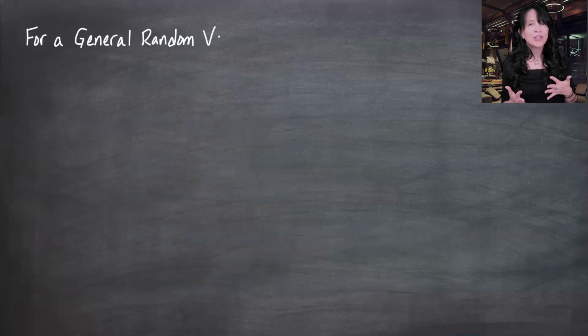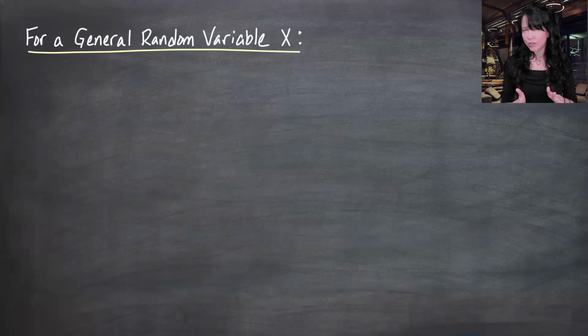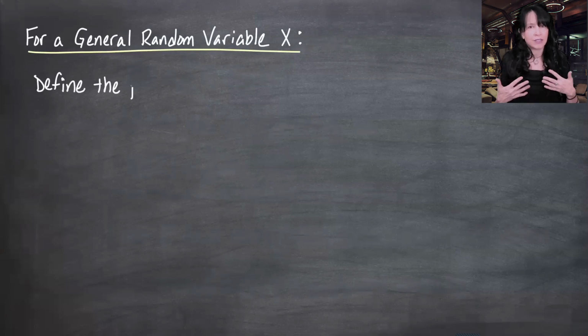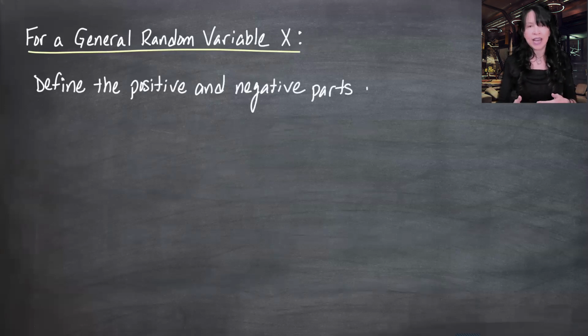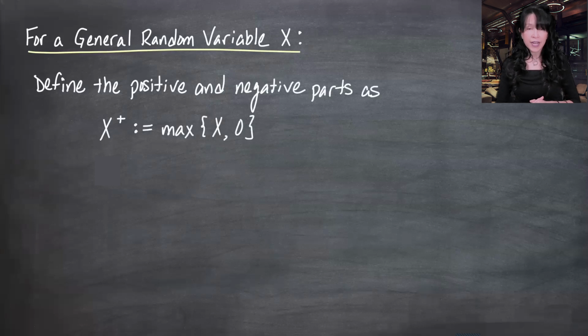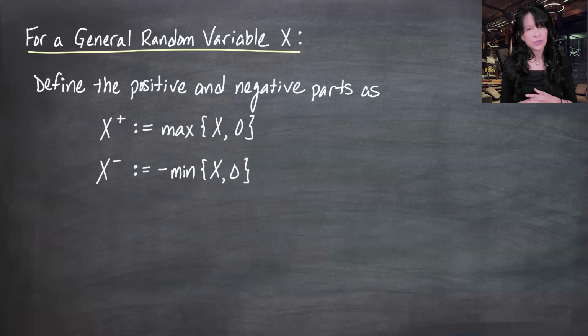For a general random variable X, what I'm about to do is probably something you've seen if you've had a lot of analysis. We're going to define the positive and negative parts of this random variable, which is a function. You may have seen positive and negative parts of a function f. We're calling ours X. X plus is defined to be the maximum of X and 0, whereas X minus is defined to be the negative of the minimum of X and 0. I claim that these are both non-negative.